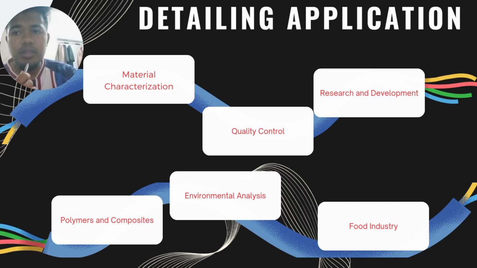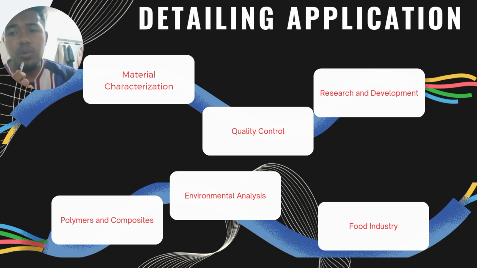Okay, we go to the detailed applications of TGA. The first is material characterization. TGA helps determine the temperature at which a material begins to degrade. This information is crucial for ensuring materials can withstand the thermal conditions they will encounter during use. By analyzing the mass loss at different temperature stages, TGA can help identify the different components within a material.